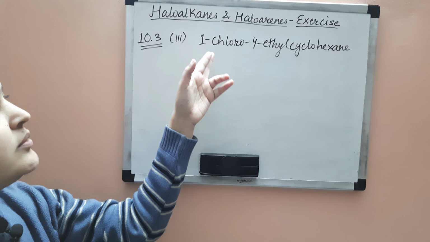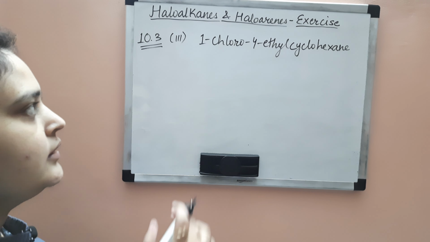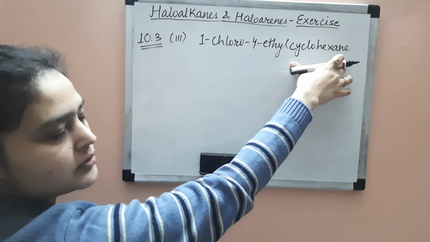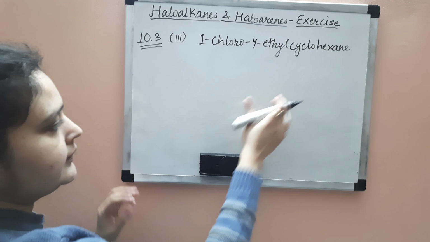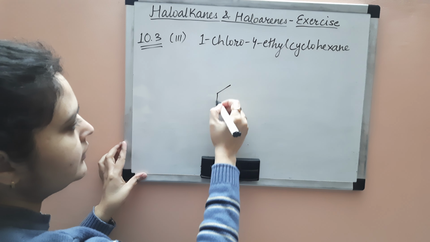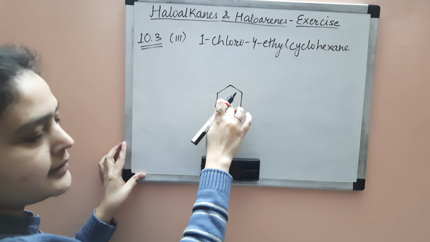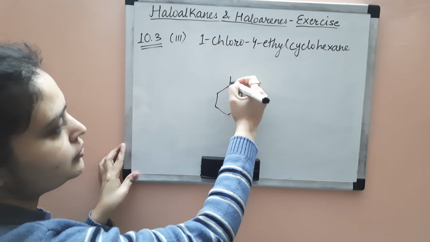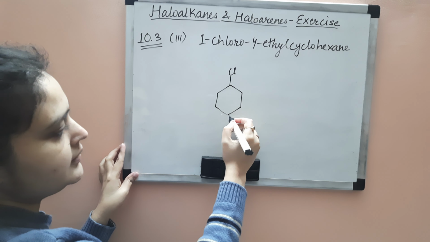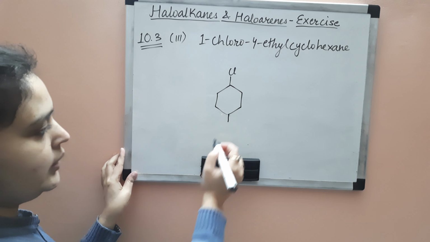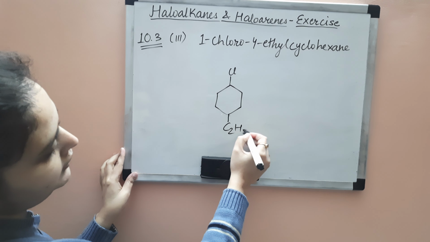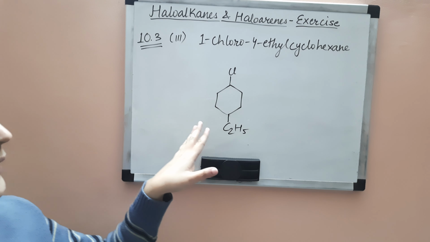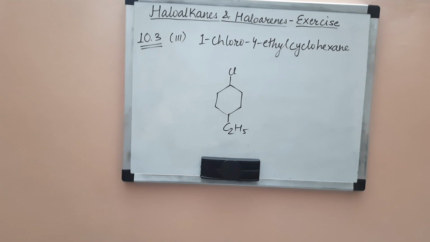So the third compound is 1-chloro-4-ethyl cyclohexane. So we will see firstly what is the structure here given. So it is cyclohexane, this cyclohexane without double bond, and then at first position there is chloro. So this is the first position, and at fourth position there is ethyl group. Ethyl group is what? C2H5 group. So this is how we will draw this structure, right? So this was also easy. Now let's move on to our fourth compound.